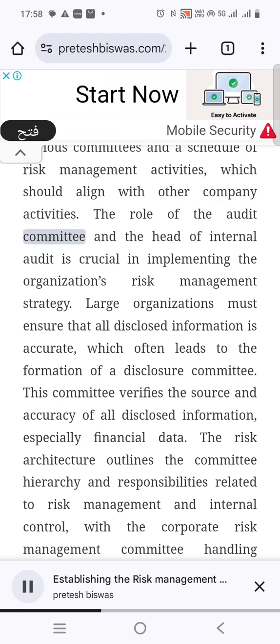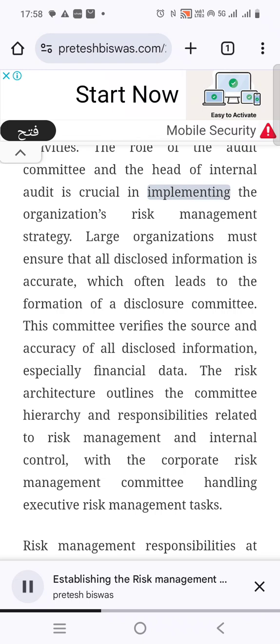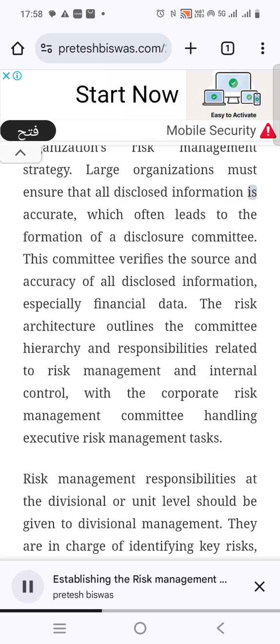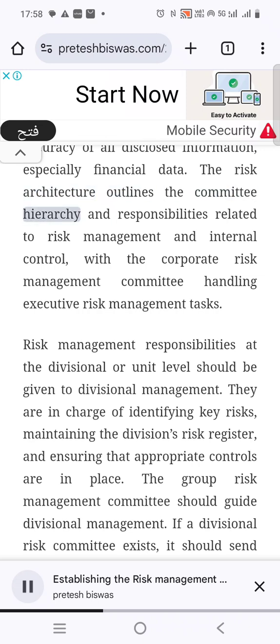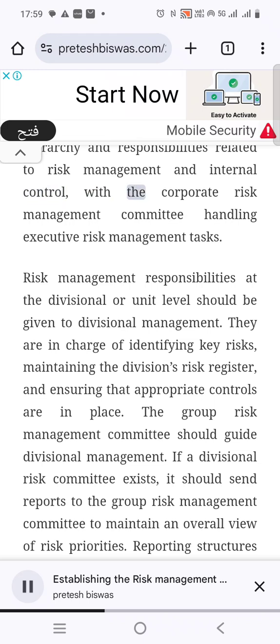The role of the audit committee and the head of internal audit is crucial in implementing the organization's risk management strategy. Large organizations must ensure that all disclosed information is accurate, which often leads to the formation of a disclosure committee. This committee verifies the source and accuracy of all disclosed information, especially financial data. The risk architecture outlines the committee hierarchy and responsibilities related to risk management and internal control, with the Corporate Risk Management Committee handling executive risk management tasks.